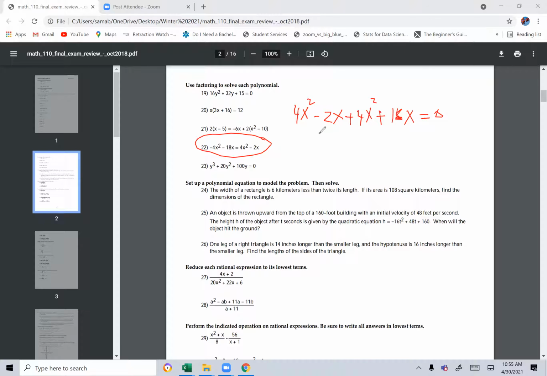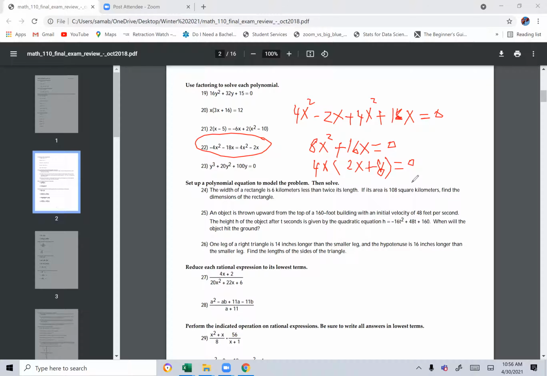4x squared plus 4x squared is 8x squared. And 18x minus 2x, oh, it turns out to be easy here. So plus 16x equal to 0. Okay, guys, I think we can factor this out. It's two terms only. I could take 4x out as a common factor. And then you get 2x plus 8. Oh, I could have taken 8 out. Anyway, it's okay. Equal to 0.